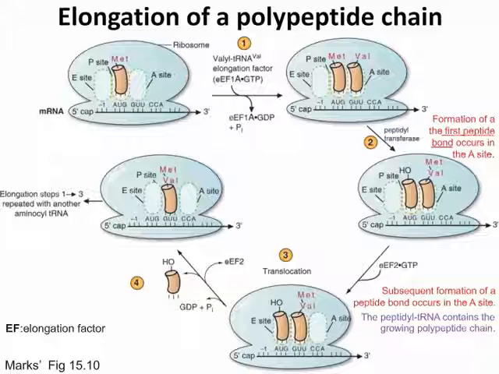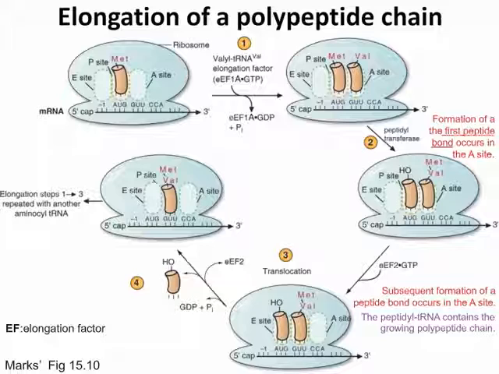So in the example, we have the codon GUU. So that's going to code for valine. So we're going to need a valyl tRNA to bind to the A site. But before it can bind to the A site, it needs to form a complex with elongation factor 1A. And then it also needs GTP. So once all that's done, it's going to bind to the A site, and in step 2, it's going to form the first peptide bond.